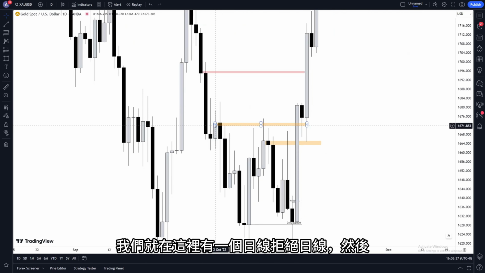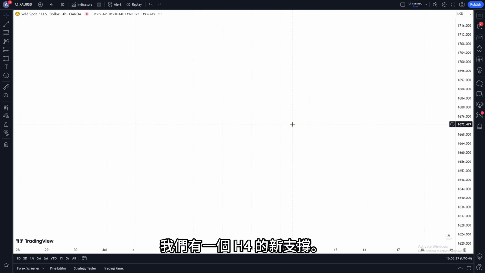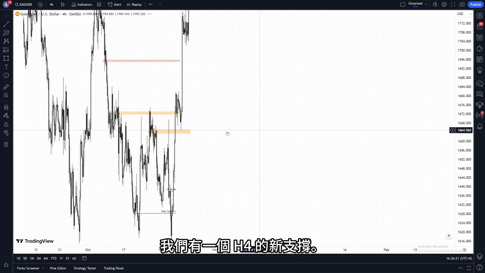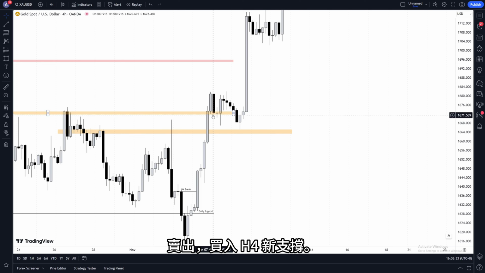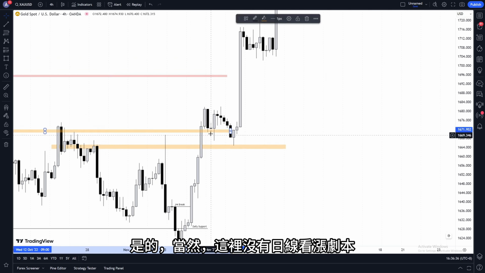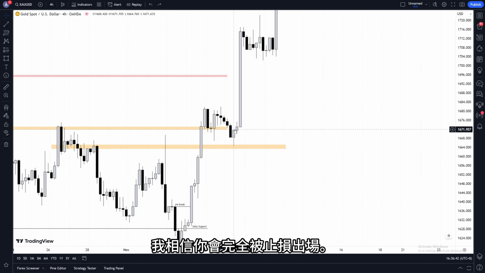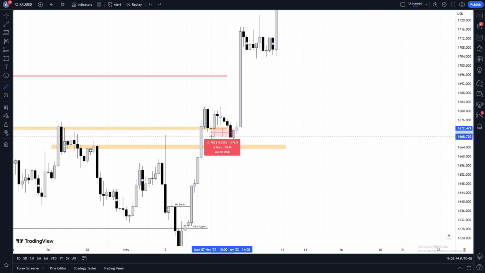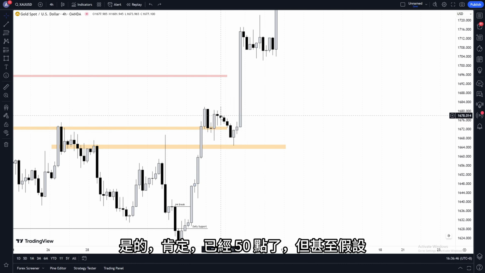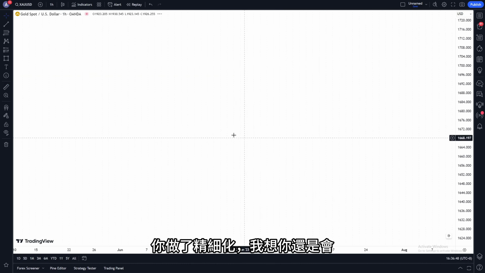We had ourselves a daily reject daily right here, and then we had ourselves a H4 new support. Sell, buy, H4 new support. Yes, of course, there was no daily bullish storyline that started from here, but this is a medium risk trade opportunity. You would have been completely stopped out, I believe. Yeah, for sure, 50 pips already, but even if you refined it, I think you still would have been stopped out.